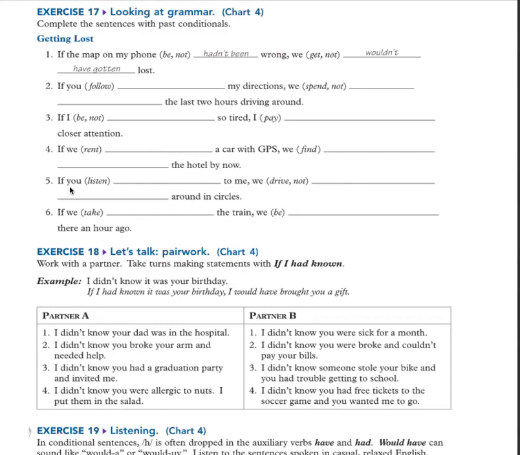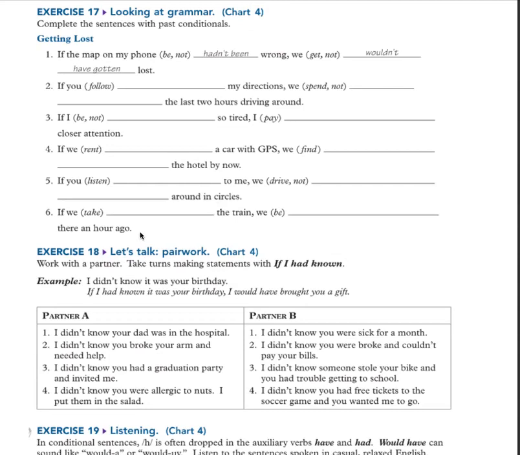Contrary to fact, we didn't rent a car with GPS. Number 5, if you had listened to me, past perfect, had listened, we would not have driven around in circles. If you, past perfect, had listened to me, we would not have, and then the past participle, driven around in circles.